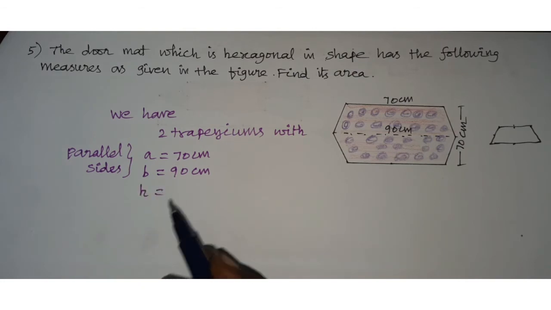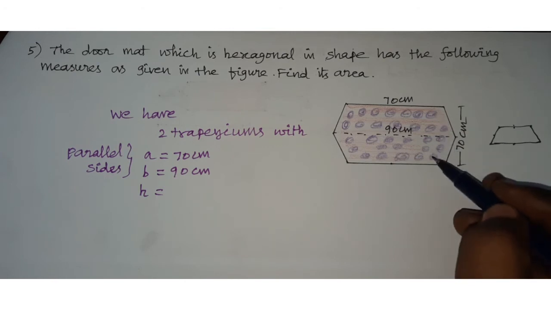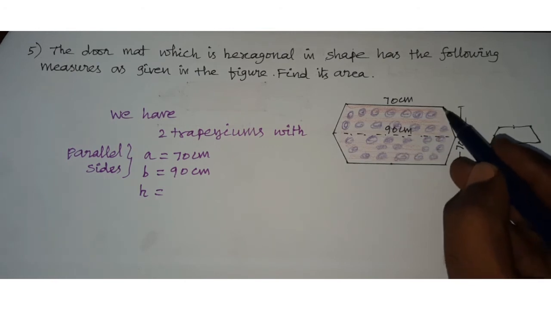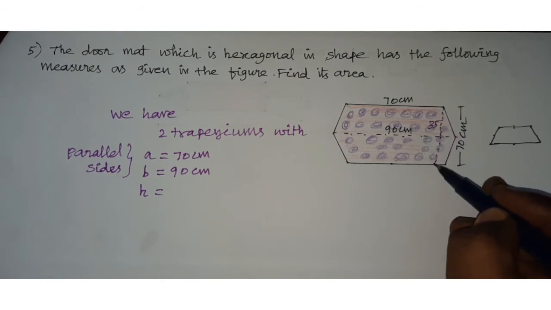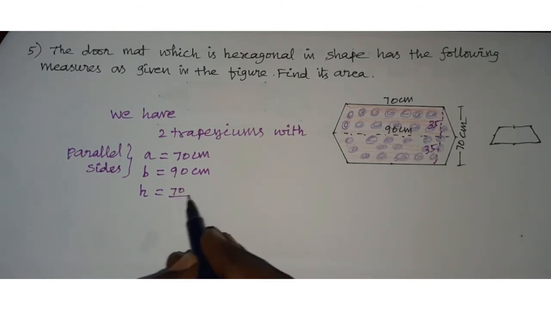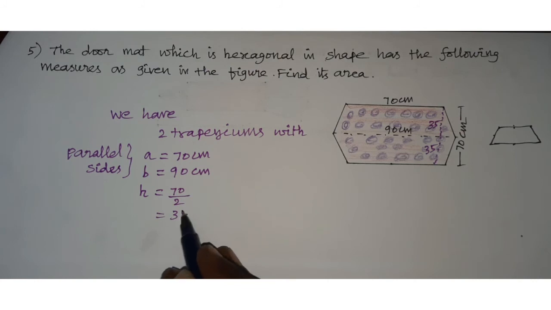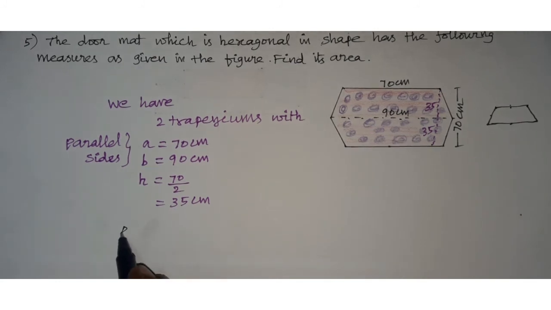Height H, the total is 70. This diagram is divided into two equal trapeziums. So up to this 35 and the remaining this 35. So therefore height of the trapezium is 70 by 2, that is 35 centimeter. So now we know very well the area of trapezium formula, 1 by 2 into H into A plus B. So now we have the required values.